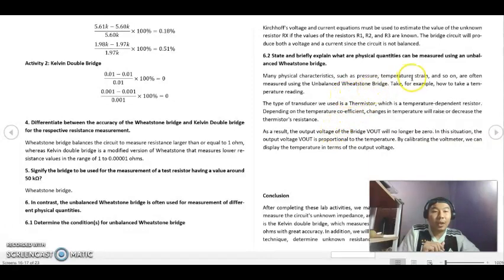So for 6.2, as the quantity can be measured using an unbalanced Wheatstone bridge, many physical characteristics such as pressure, temperature, and strain must be measured using the unbalanced Wheatstone bridge. For example, to take a temperature reading, the type of transducer we use is a thermistor, which is a temperature-dependent resistor, depending on the temperature coefficient. So as a result, the output voltage of the bridge VR will no longer be zero. And that's all for me. Thank you.